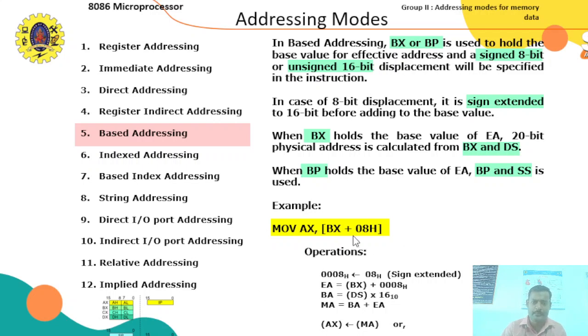Look at this example. MOV AX, square bracket BX plus 08. The BX content will be added with 08. That value will be considered as an address, and from that address the content will be moved to AX. The content at that particular location and the next location will be moved to the AX register.